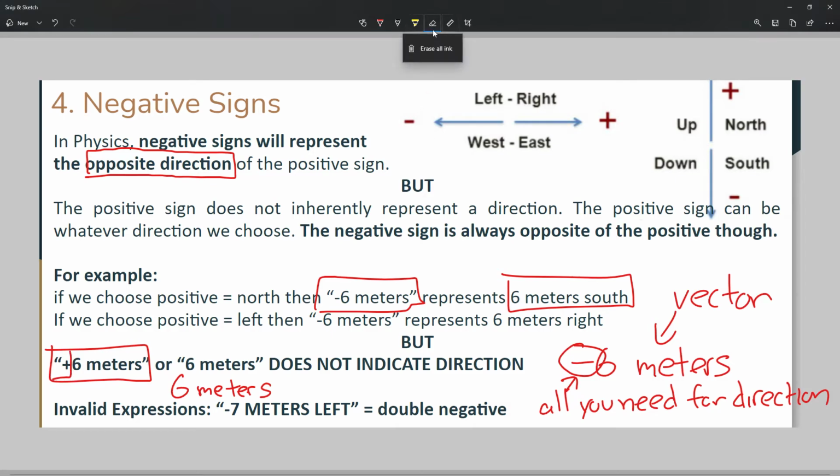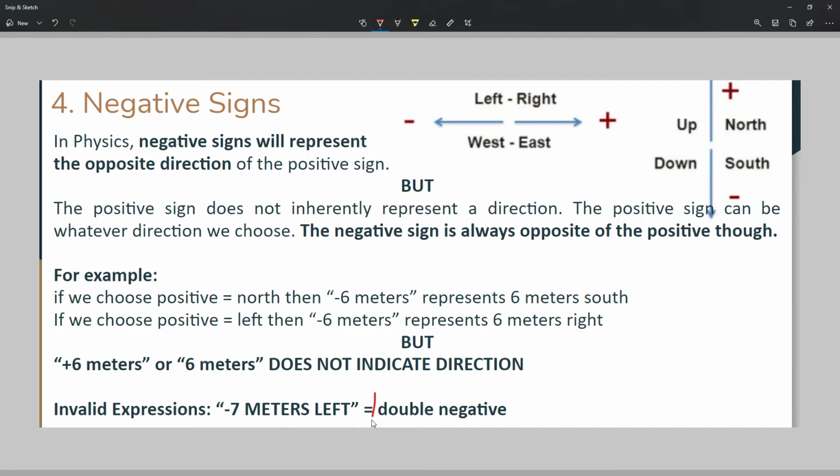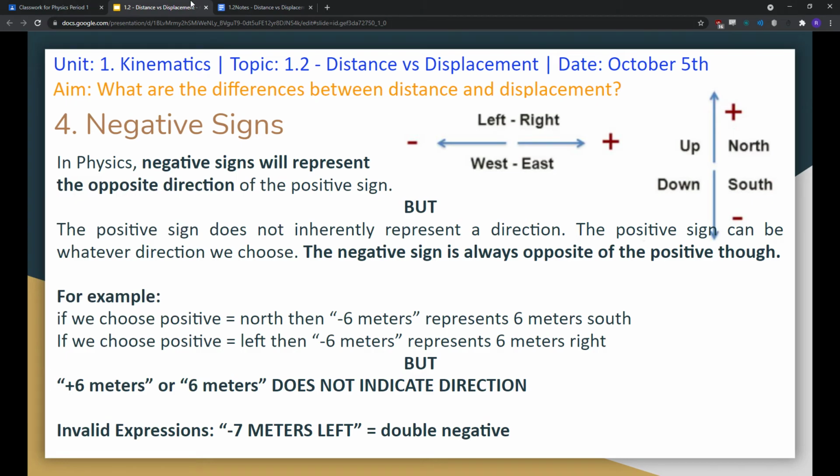You also cannot say negative 7 meters left. That's a double negative. That's impossible. You cannot have that answer. So let's do a practice question.